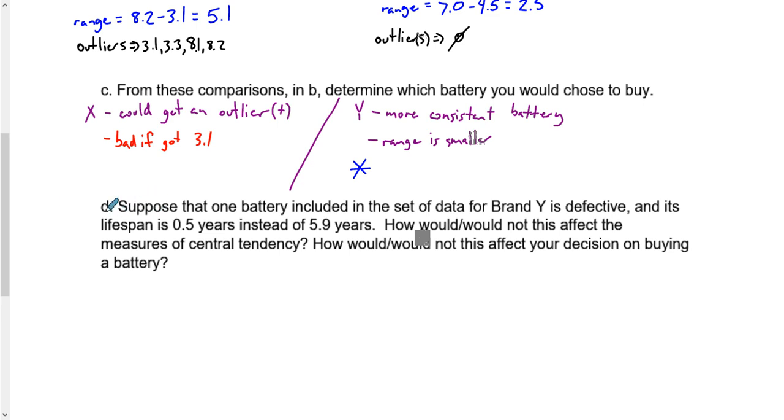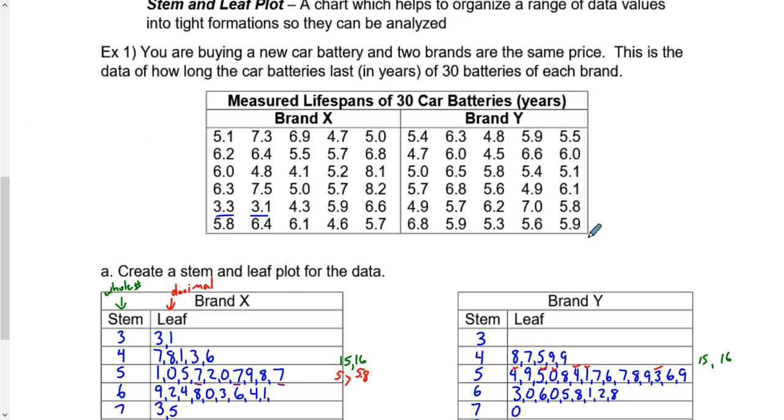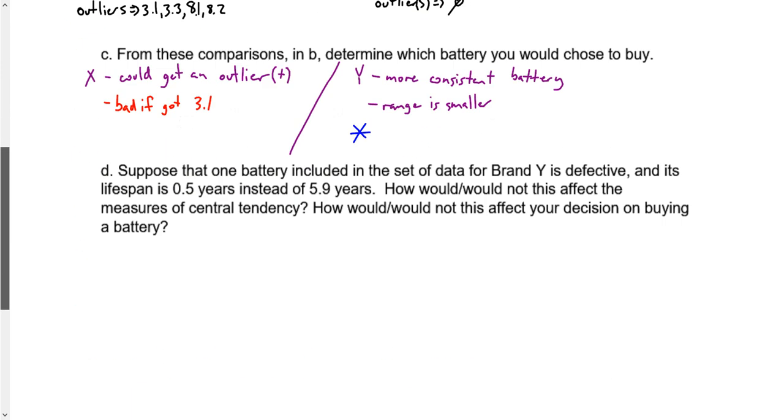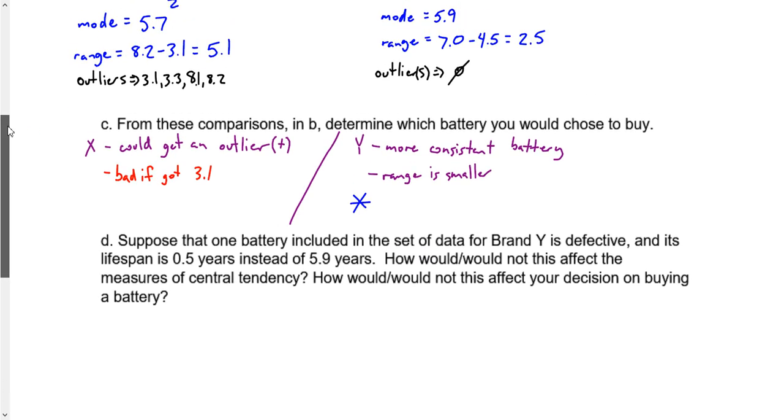Now, suppose that one battery, including the set for brand Y, was defective, and its lifespan was only a half year instead of 5.9 years. So one of the 5.9s, they say that one only comes out as half a year instead. How would or would not this affect the measures of central tendency? How would it affect your decision on buying or not buying it?